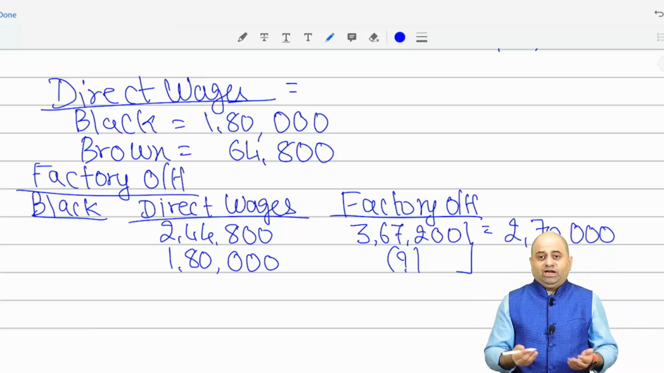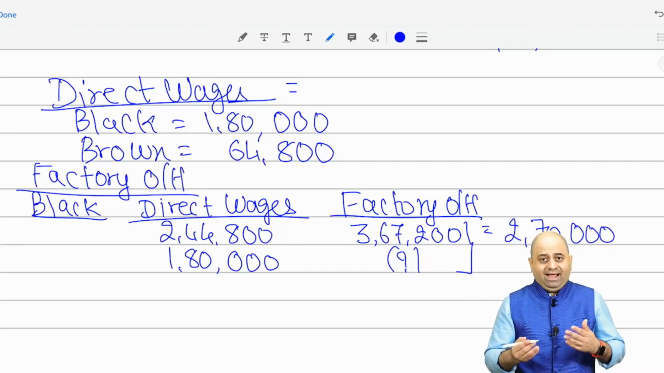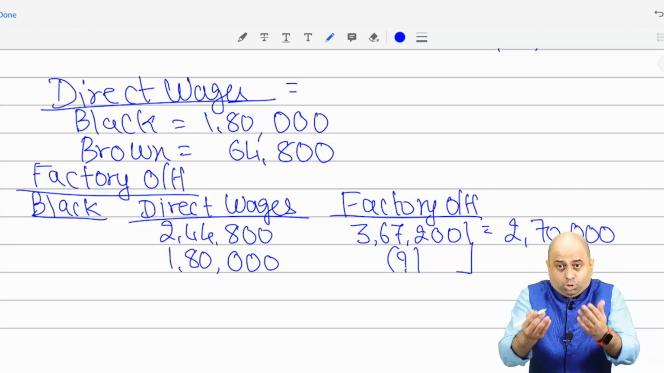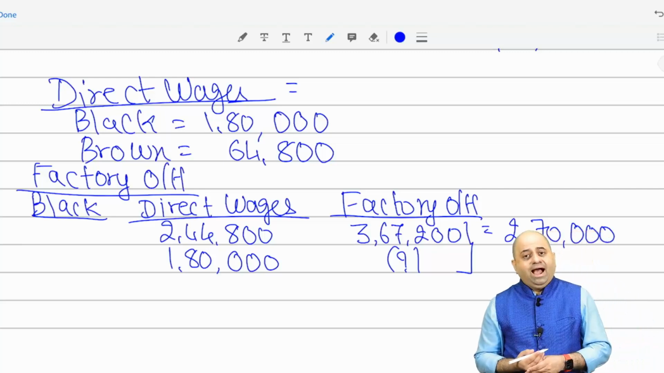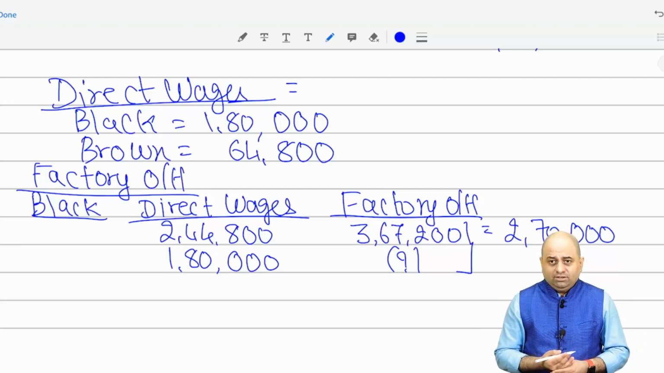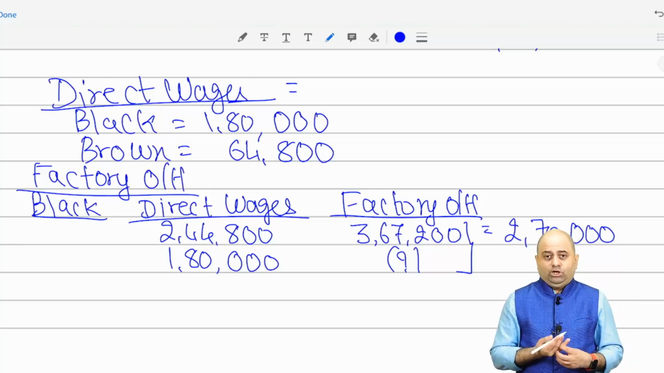Same way you can do it for brown. Should I use the words black? I just did. And well, that is it. With that, you can of course calculate your factory overheads.